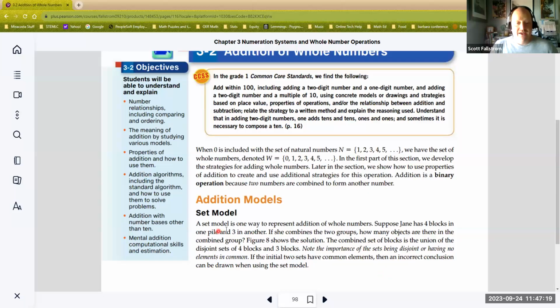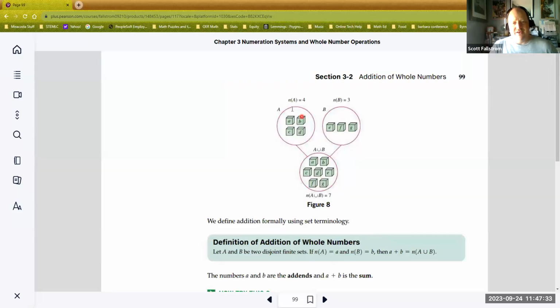All right, so let's take a look. Set model is one way. This is typically what teachers do, right? You have 4 blocks, there's 3 in another one. We combine the two groups. How many objects are in the combined group? If you're taking a look at that, it will look something like this. Set A and set B.